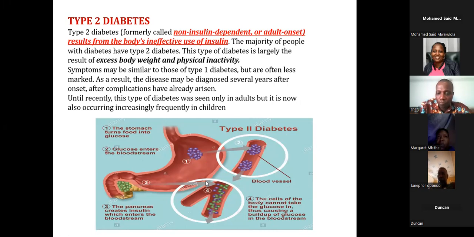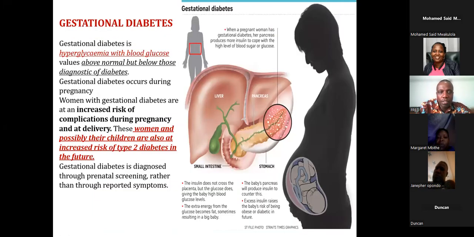Now, the next type of diabetes is what we call gestational diabetes. Now, this occurs mostly during pregnancy. Women with gestational diabetes are at an increased risk of complications during pregnancy and delivery. These women and possibly their children are also at an increased risk of type 2 diabetes in the future. Gestational diabetes is diagnosed through prenatal screening rather than through reported symptoms.